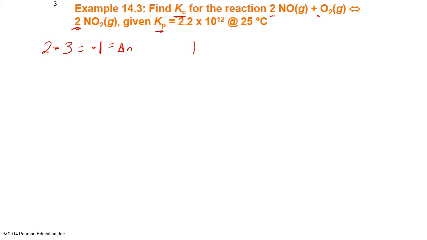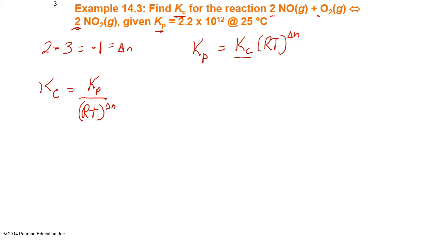So our equation is Kp equals Kc times RT raised to that change in number of moles. We want to rearrange this to find our Kc. So we get Kc is equal to Kp divided by RT raised to the difference in the number of moles. So now we can plug in our values. So our Kp was given.